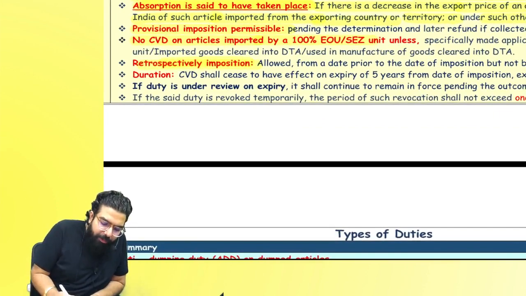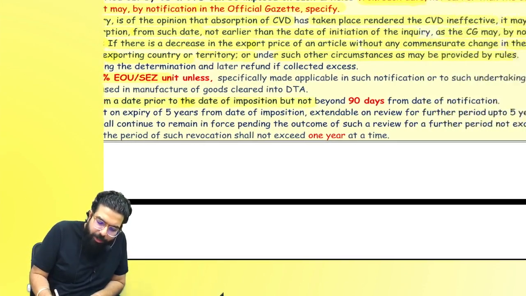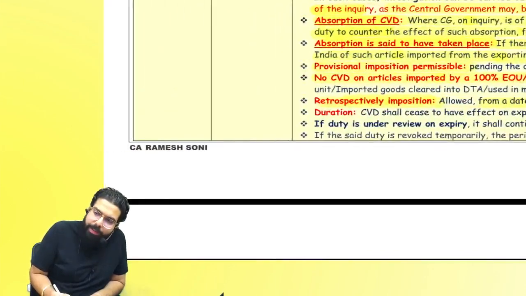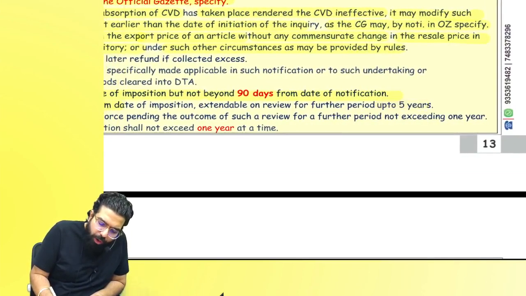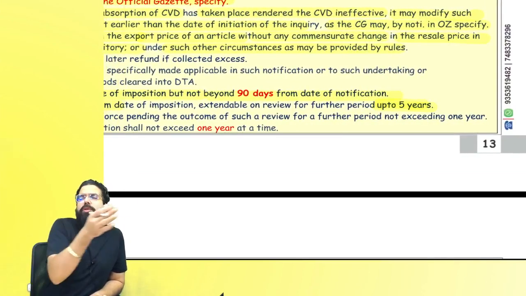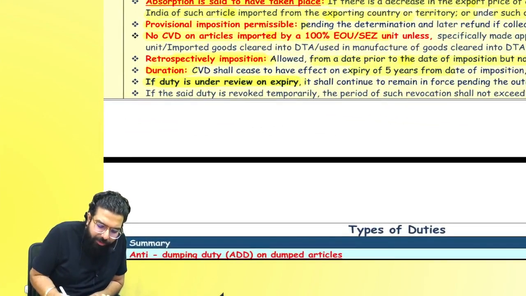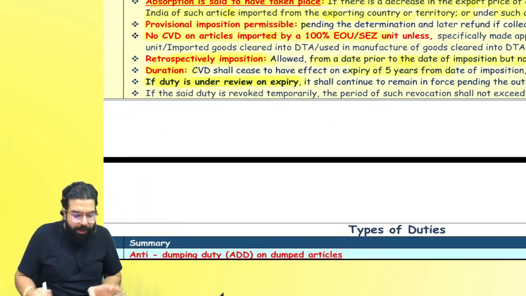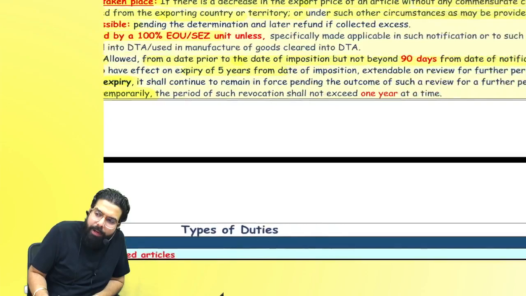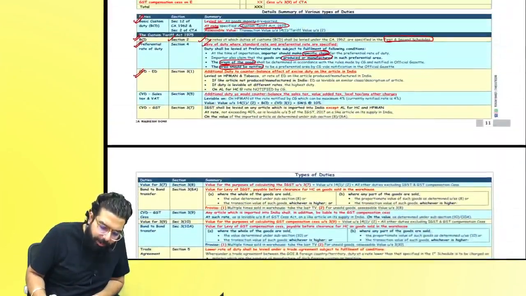Can retrospective imposition be there? Yes, sir, from a date prior to the date of imposition, but not beyond 90 days from the date of notification. What is the duration, everyone? 5 years, further extendable up to 5 years, means extendable by 1, 2, 3, 4, 5. Right, everyone? The next over here is, if duty is under review on expiry, then it will continue to be levied for a further period of 1 year. Sir, can the duty be revoked temporarily? Yes, sir. 1 year at a time, temporary revocation of CVD on subsidized article can be done.